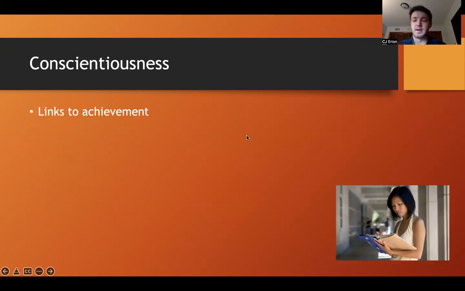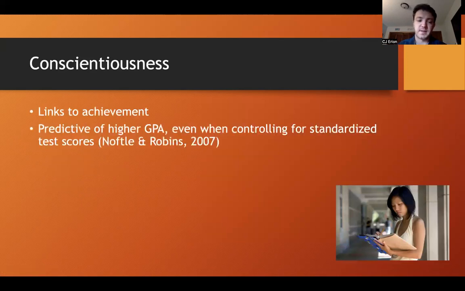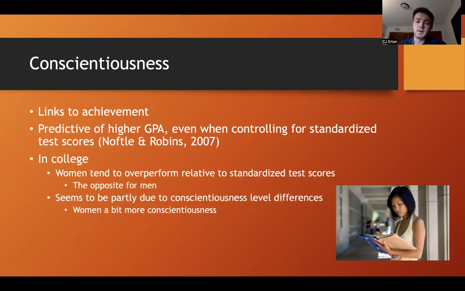With conscientiousness, there are links to achievement. This makes sense, right? I mean, if you are high on this conscientiousness trait or dimension, I should say, then you're likely to be more organized and to do more of a thorough job on whatever the task is. And so it's not too surprising that that leads to higher amounts of achievement. And so conscientiousness does seem to be predictive of things like higher GPA, even when controlling for standardized test scores.